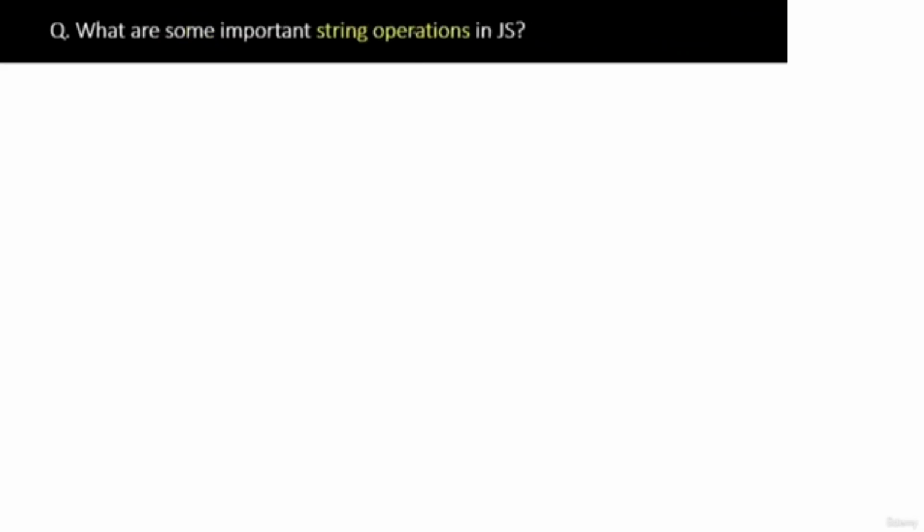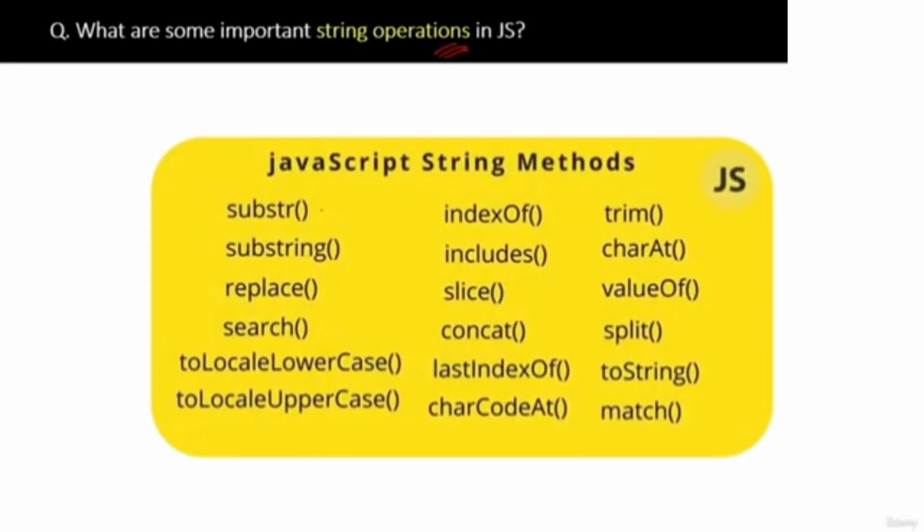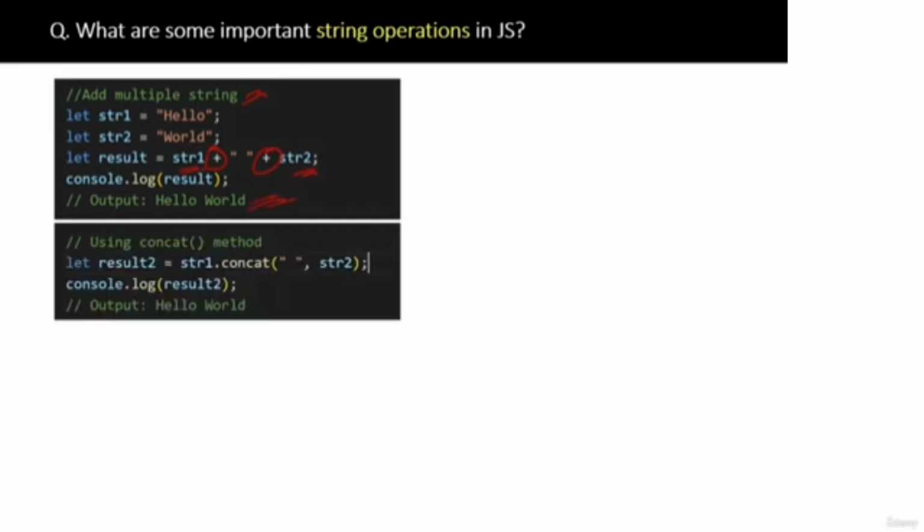What are some important string operations in JavaScript? As you can see, there are some functions provided by JavaScript for doing string manipulations. Now I will explain the codes for some of them. The first one is adding multiple strings by using the plus symbol like this. It will concatenate both the strings. The second is using the concat method to concatenate two strings.